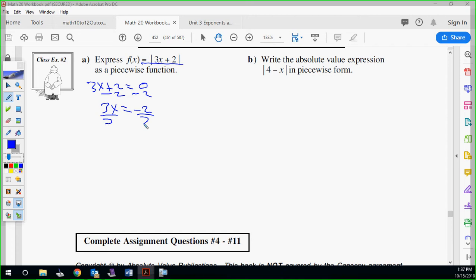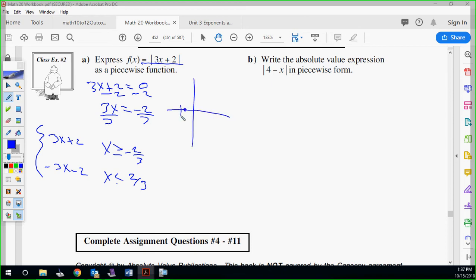So that means when x is bigger than negative 2/3, and when x is less than negative 2/3, it's going to be 3x plus 2 for the positive, negative 3x minus 2 for the negative. So let's explain what we did. First thing we did here is we set the inside equal to 0 to figure out where the V is touching down. The V is touching down at negative 2/3, so right about here.